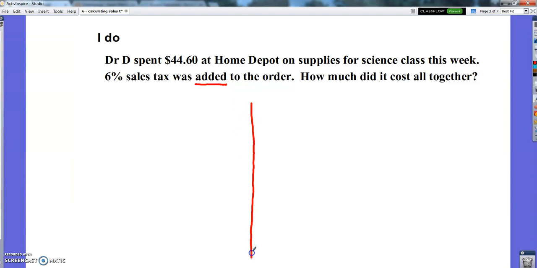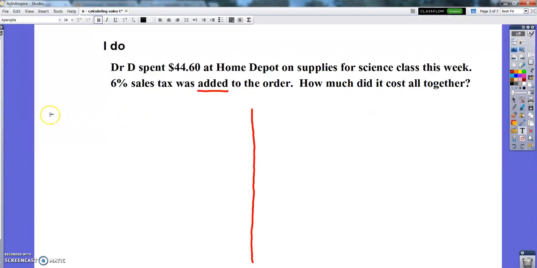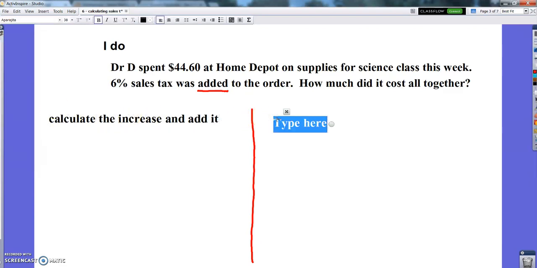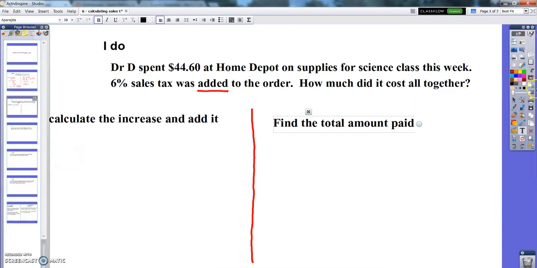So just like yesterday, 2 strategies, and they're really the same 2 strategies. The first one's exactly the same, which is just going to be calculate the increase and add it. And this one's going to be a little different. It's really like find the total amount paid, which is a little bit different. I can't type it right. Paid. There we go. So let's start with the first one. This one's going to be a pretty simple deal.